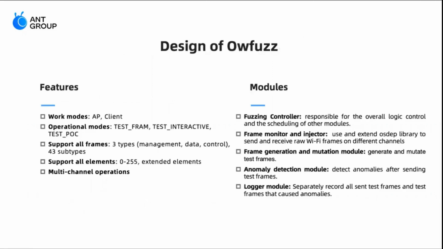It supports fuzzing tests on any Wi-Fi devices, including APs and clients. It supports three operating modes for different testing purposes. It supports three types and 43 subtypes of frames, and all defined information elements and extended information elements. It also supports multiple channel operations for different protocol models.